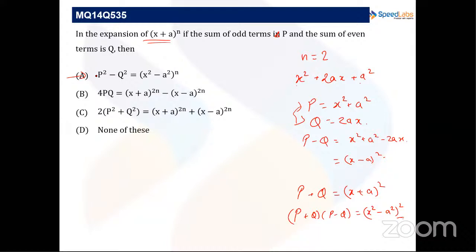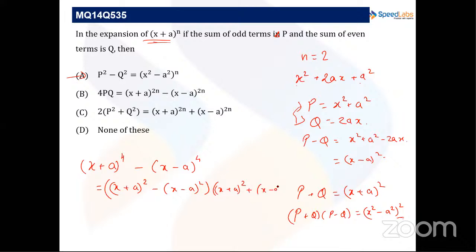Now secondly, 4 times of pq. So we are having p and q, and (x plus a) to the power 2n. We know that (x plus a) to the power 2n, that is, (x plus a) to the power 4 minus (x minus a) to the power 4. What will it be? It will be (x plus a) square minus (x minus a) square into (x plus a) square plus (x minus a) square.